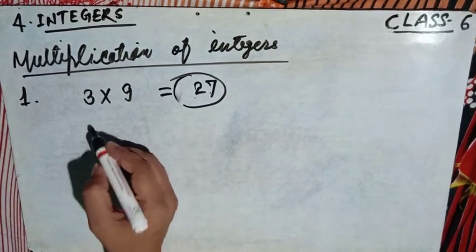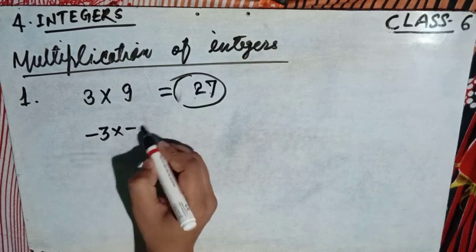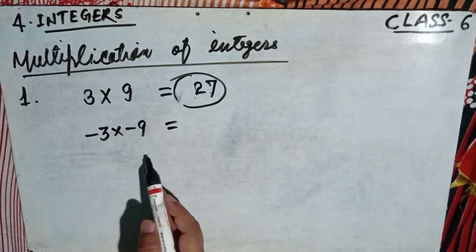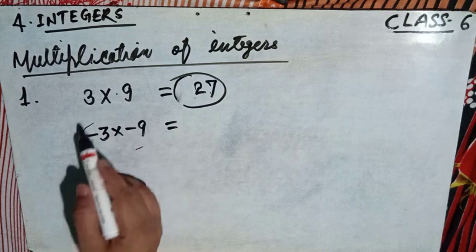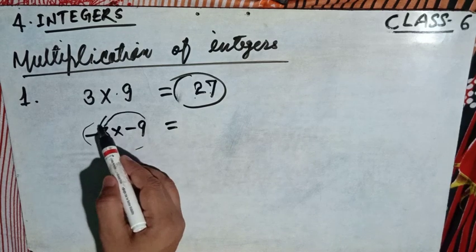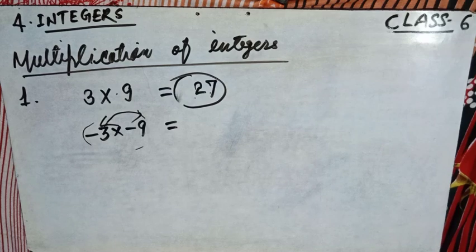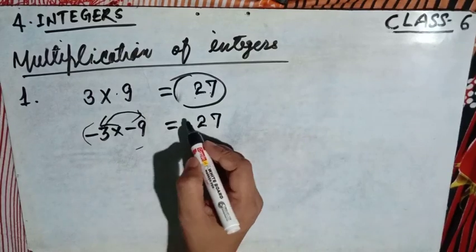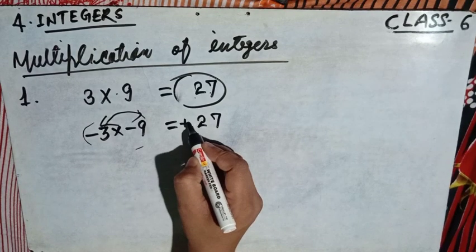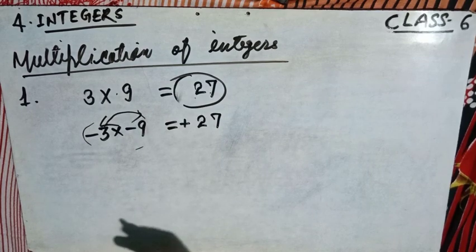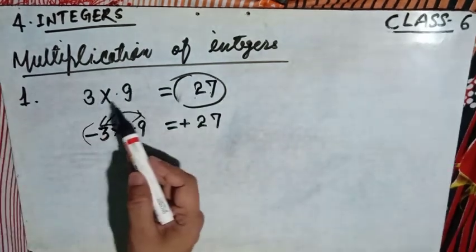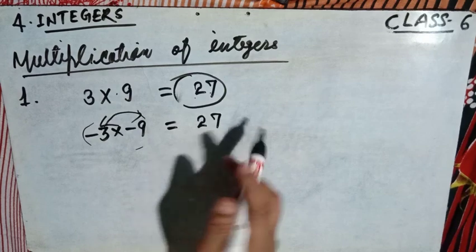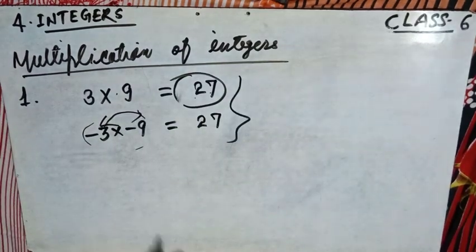Now next, suppose -3 multiply by -9, that means we are going to multiply two integers with the same signs. Here both are negative signs. Now we multiply their values only, regardless of their signs. That means 9 times 3 is 27. Now put the plus sign to this product. In these situations, either we multiply two integers with two positive signs or two negative signs, the answer will always be positive. I hope you understand.